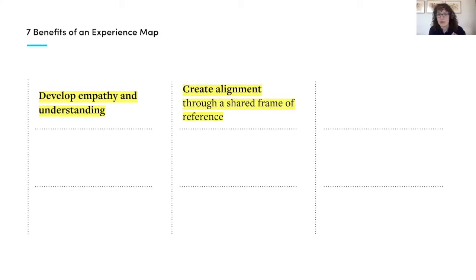Second, I mentioned experience map workshops. You get a bunch of people in a room to work on a map together. What you're doing is creating alignment through a shared frame of reference. You're bringing in your key stakeholders, your subject matter experts. It helps everybody look at your project with a shared understanding of what the student journey is, but also with the same lens and the same assumptions.